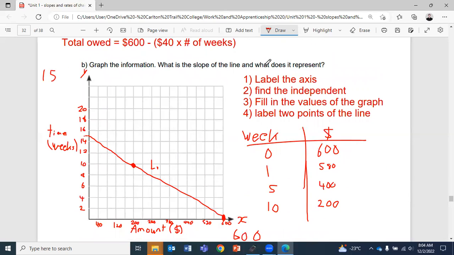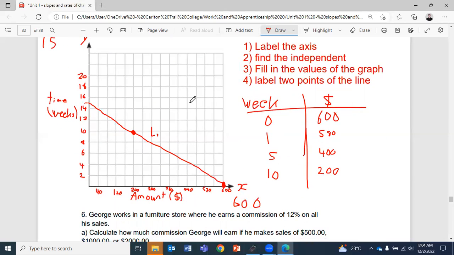What is the slope of the line? What does it represent? The slope of the line represents how much money I owe over a period of weeks. So on week 0, I owe $600. In fact, I probably should have flipped this graph around. I should have actually had this as the amount at the time, but oh well. But that's what this line represents.